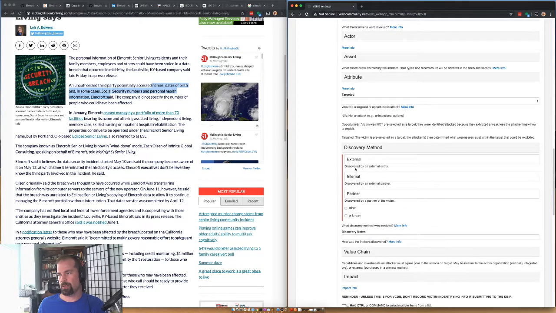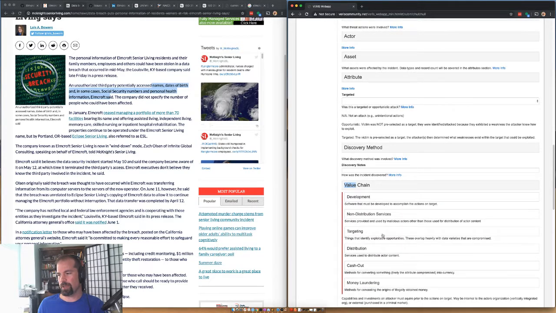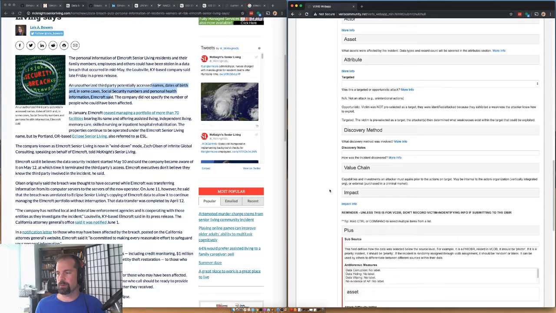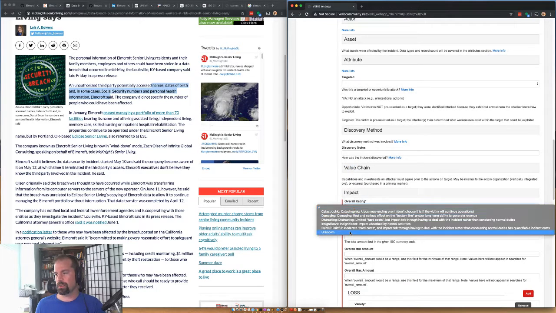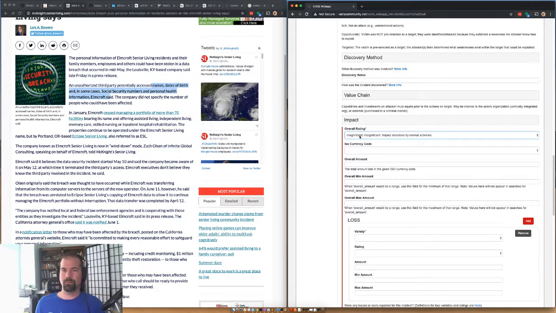Discovery method. Sounds like it was internal, but they don't say how. Value chain, we don't know a lot about what the attacker did, and we don't know whether they took anything. So we really don't know. Impact. Significant, they offered monitoring for everyone, and that was about it.